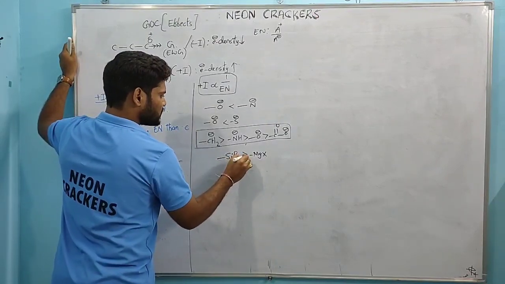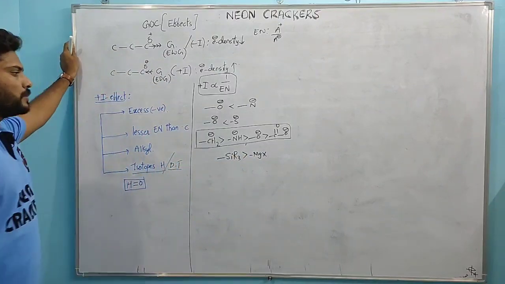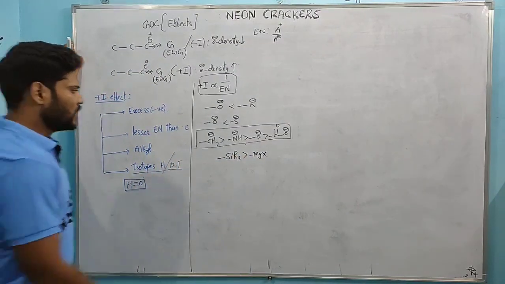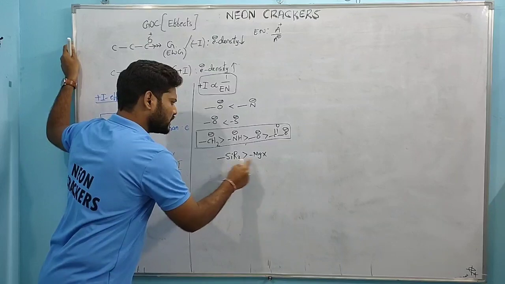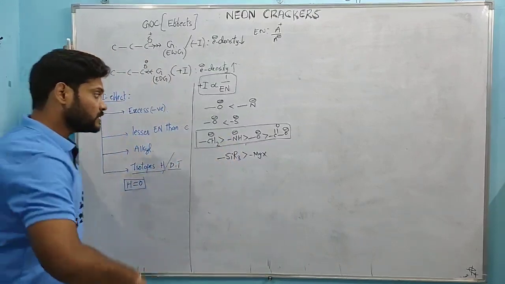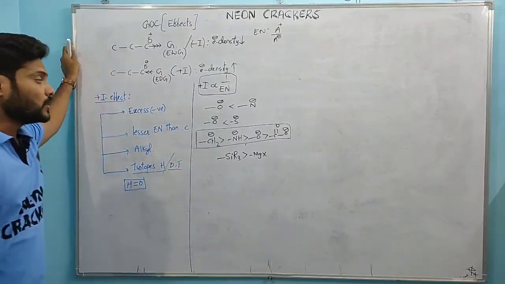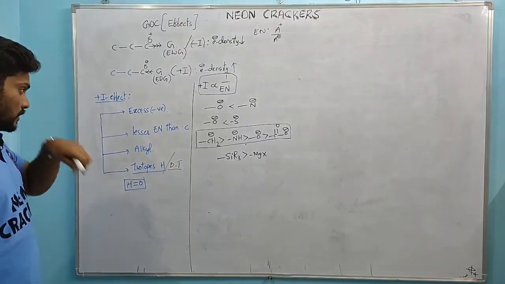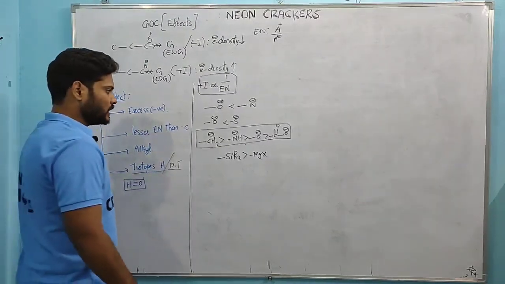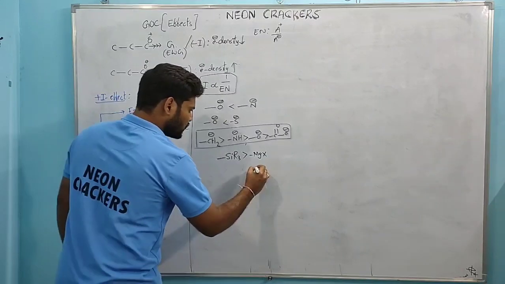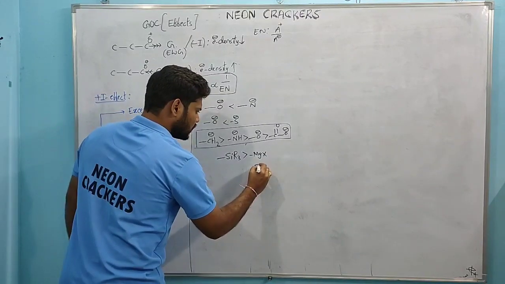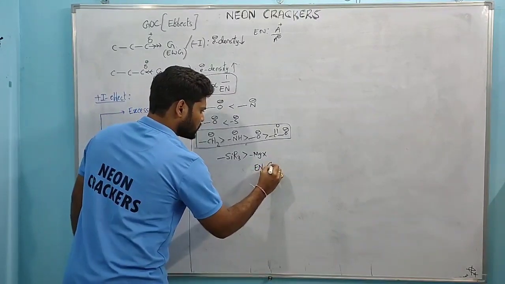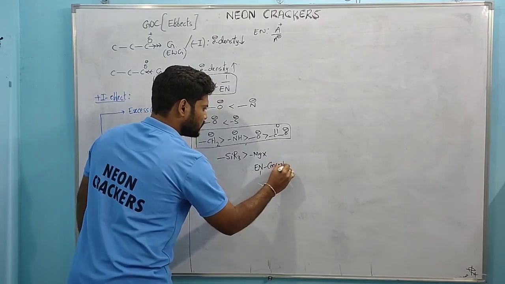Between these two, the plus I effect is like this. Why magnesium, why silicon like this? That we will see; it is based on the electronegativity concept. So what is the electronegativity concept?